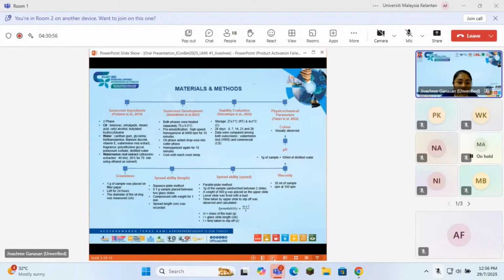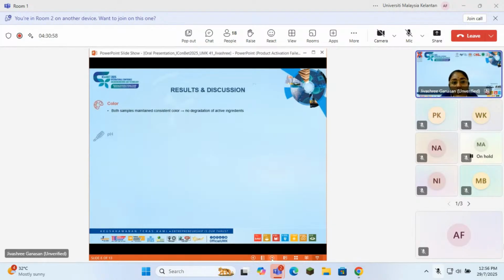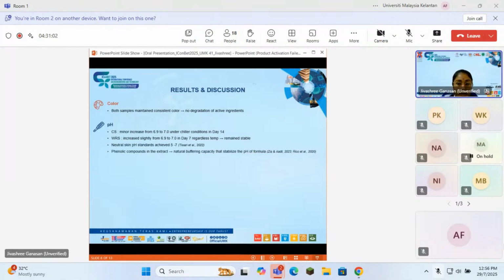Moving forward to the results and discussion, both the watermelon rind-based sunscreen and the commercial sunscreen maintained a consistent color throughout the stability period of 28 days. This shows that there was no degradation of active ingredients, indicating the stability of the formula. This is a positive sign for the formulation, and it suggests that the bioactive compounds in the watermelon rind extract remained intact.